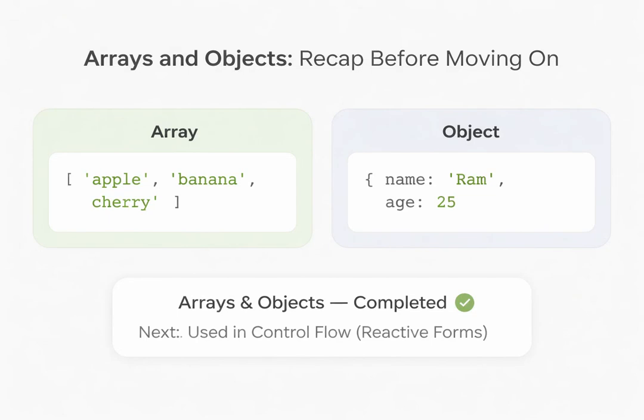Before diving into the next major topic, the instructor briefly recaps arrays and objects. He confirms that arrays and objects have been covered completely in the previous session. These are foundational data structures in JavaScript. Arrays hold ordered lists of values, and objects hold key-value pairs. The instructor points out that these concepts will come up again when working with reactive forms and control flow, so it was important to get them solid first. With that recap done, it's time to move on to the next operator.